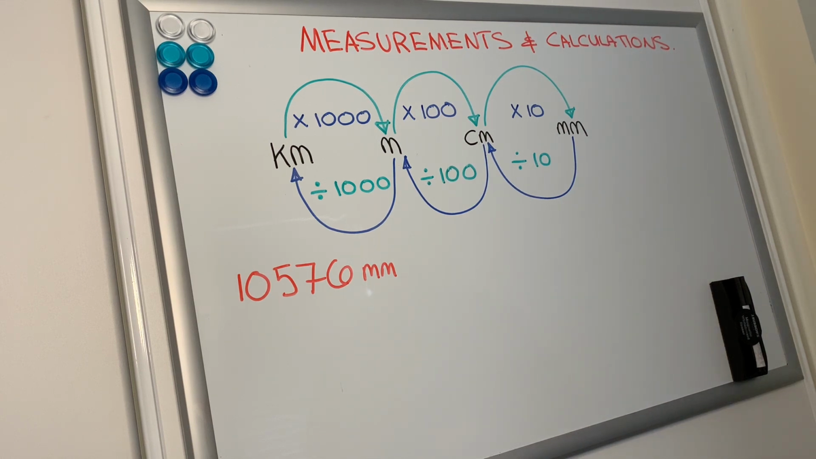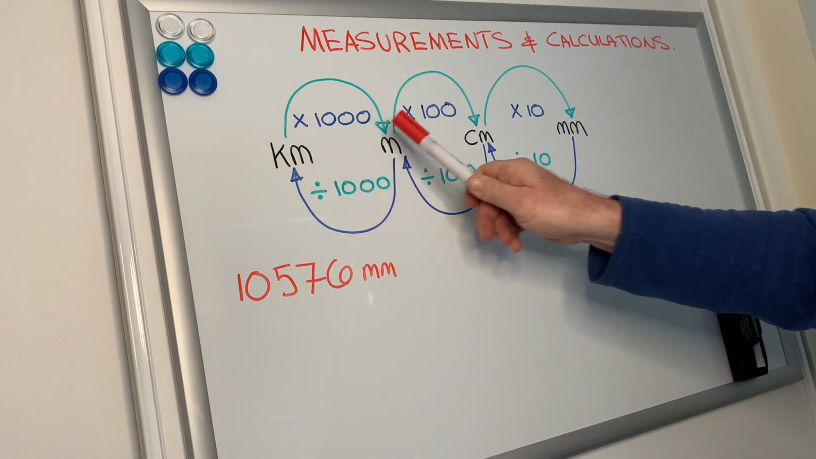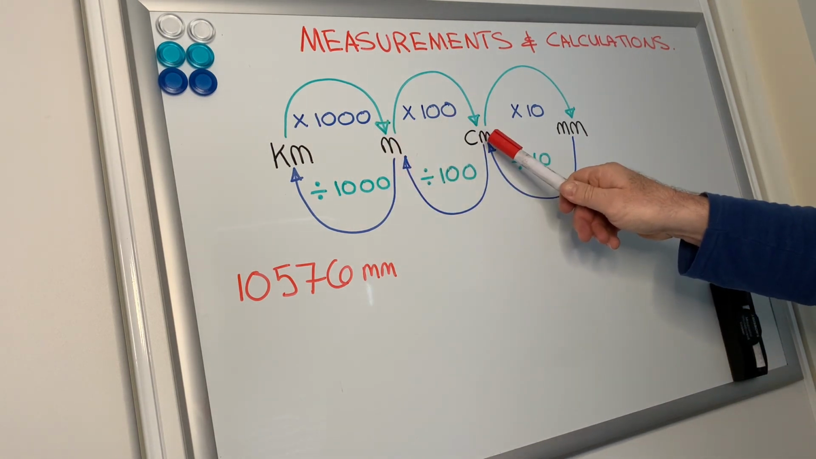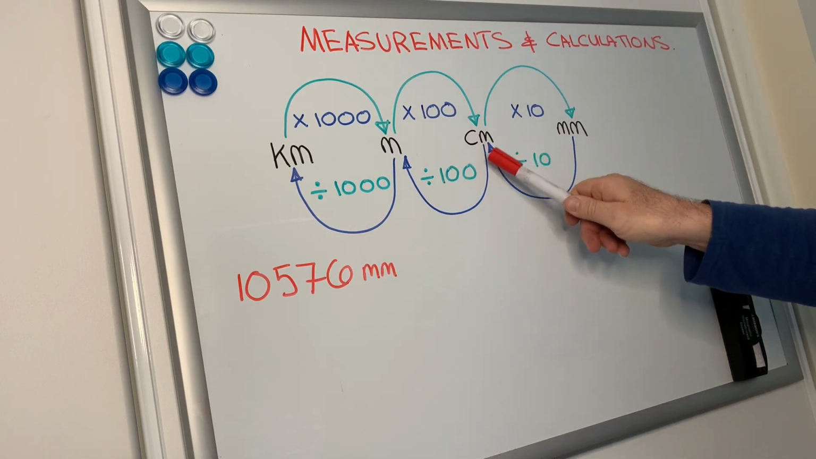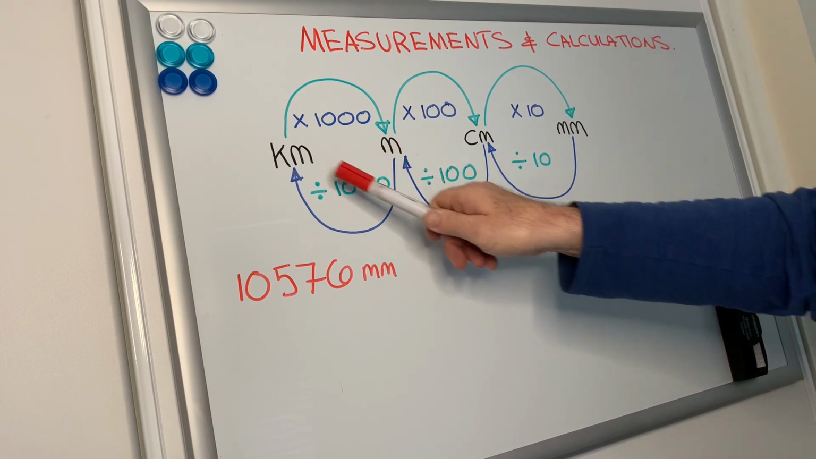Today we're going to be looking at measurements and calculations. Now what I've got on the board is a conversion chart, if you like. It's in its most simplest form to help you convert from kilometres to metres to centimetres through to millimetres, and in reverse from millimetres to centimetres to metres and then to kilometres.